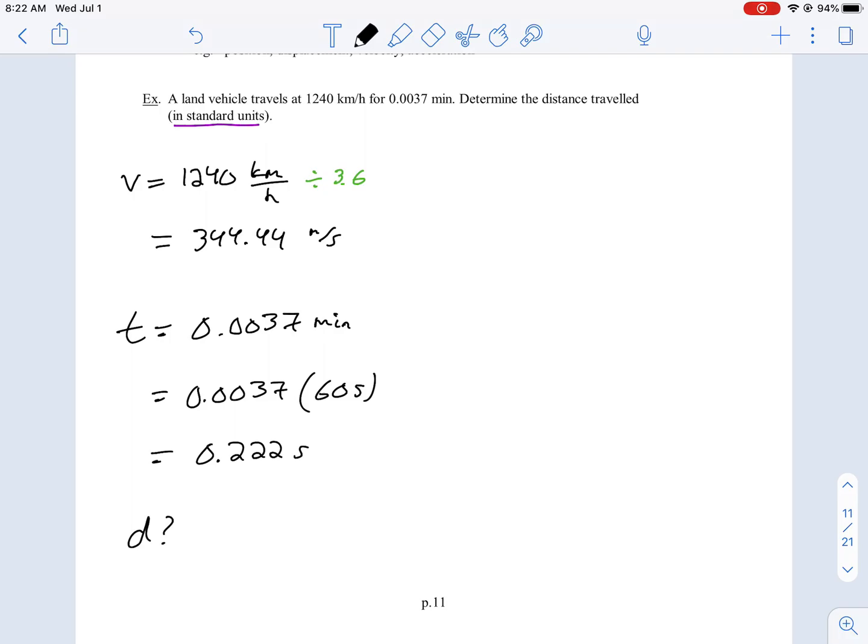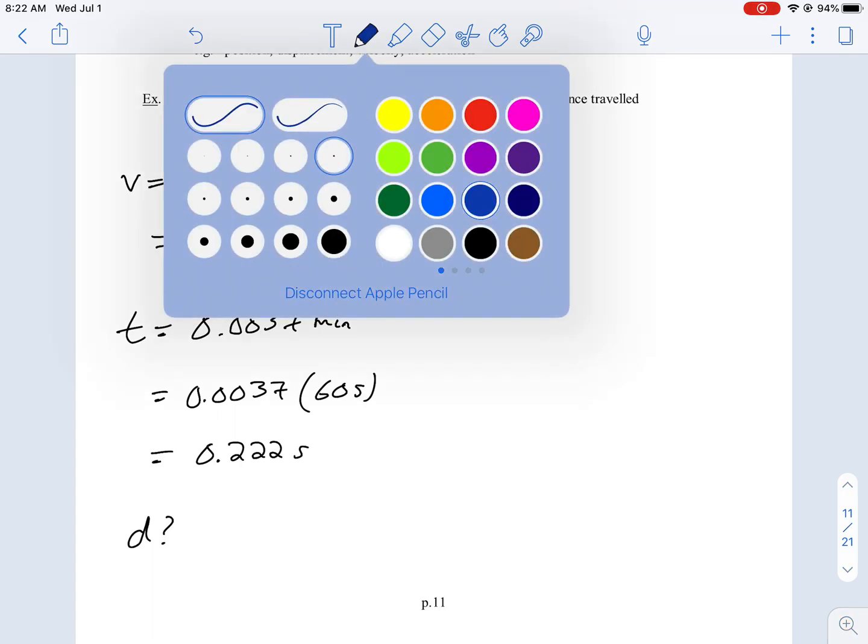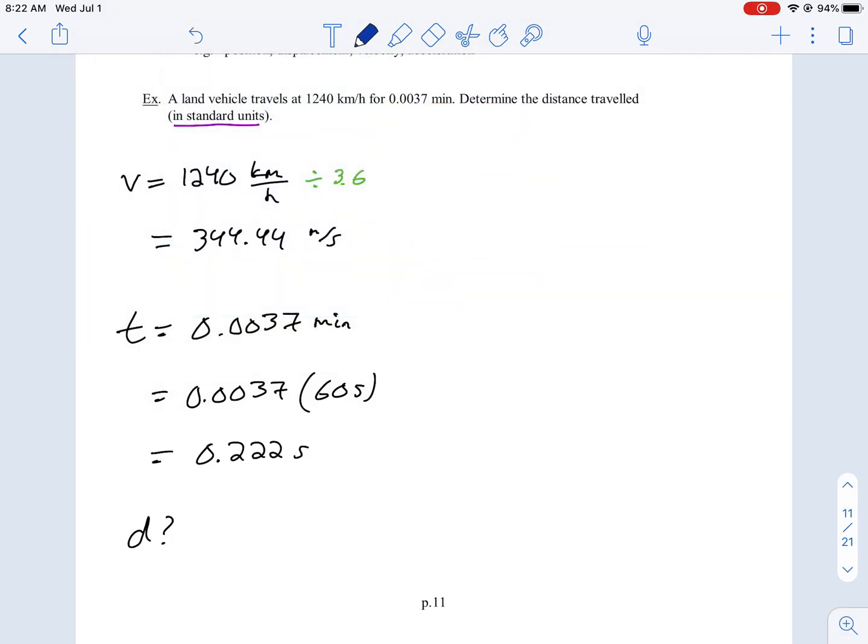So that's step 1: make a list of the things that you're given and what you're looking for. Next, we have to write down the equation that relates them, and we only have one so far. So it's v is equal to d over t. After we do this, we need to get the d by itself. We have to solve for d.